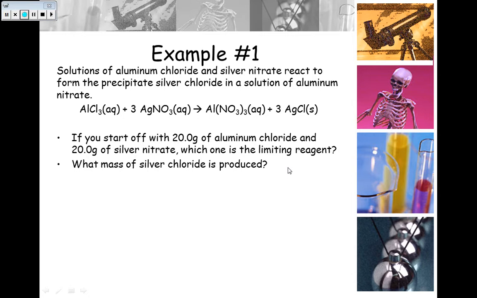Oh, well, I already gave the definition. This is your next problem. This one actually deals with how we do limiting reactants. Okay, so please take your notes out.